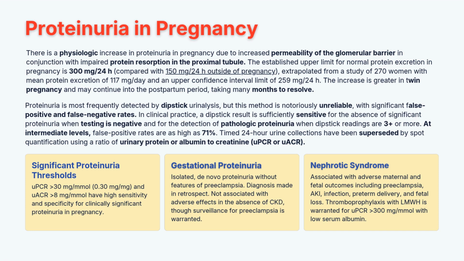Nephrotic syndrome in pregnancy is much more serious and is associated with increased risk of preeclampsia, acute kidney injury, infection, preterm delivery, and fetal loss. In women with very heavy proteinuria and low serum albumin, thromboprophylaxis with low molecular weight heparin may also be needed.